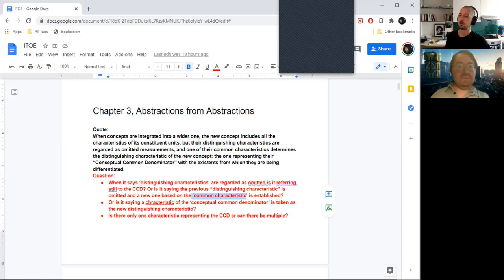The one representing their CCD, with the existents that are being differentiated. It is saying the character for a wider concept, whatever is picked within the CCD is taken as the new distinguishing characteristic. That's what you just said. Yes.